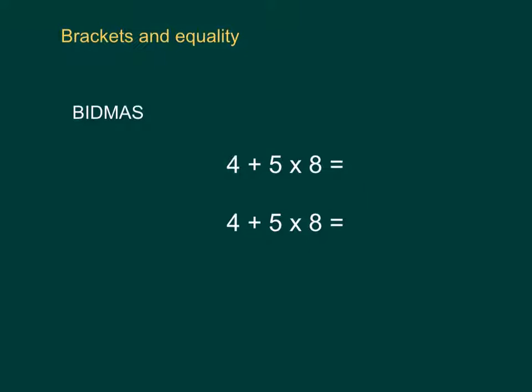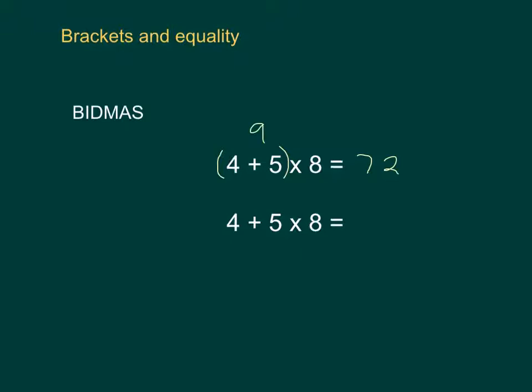Have a look at the two examples here. You might think it's straightforward. All I need to do is 4 plus 5, which is 9. 9 times 8 is 72. That would be the case if we put brackets around the 4 and the 5, because of course you'd know anything in brackets is always the bit you do first. So 9 times 8 is 72.